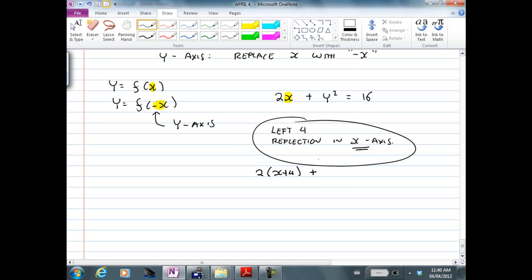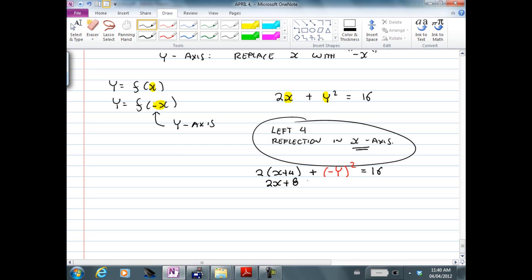Now here's where a lot of you made mistakes. Notice I'm going to use negative y and bracket squared. The squared surrounds the whole negative y part because I'm replacing this y with negative y, and that's where a lot of students will make errors. I want you to expand this out. If you expand this out, you get 2x plus 8.